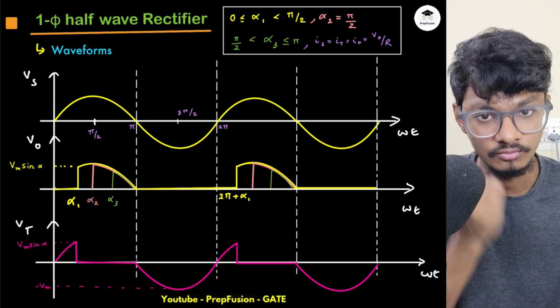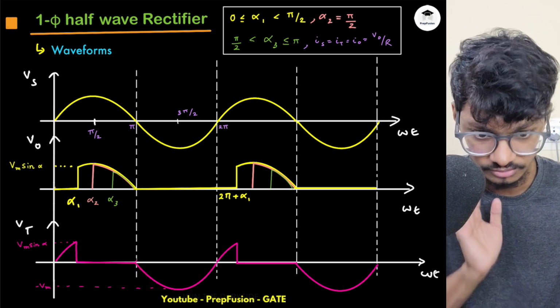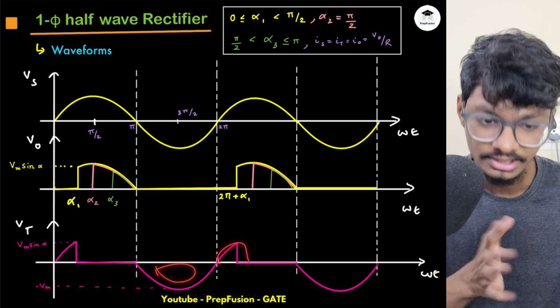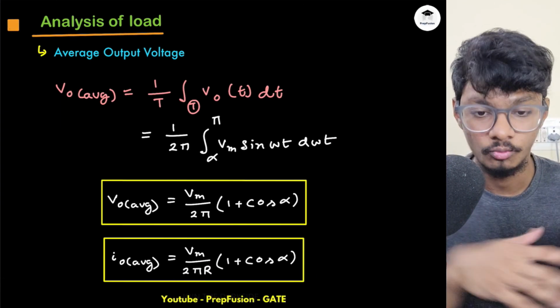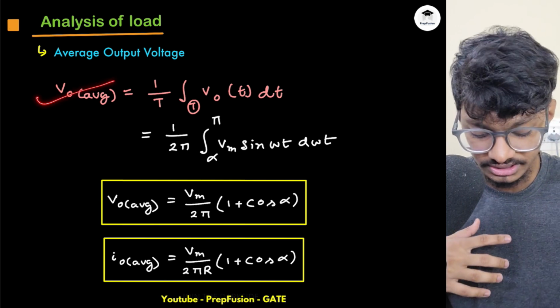Hence the angle like this will be negative, right? This will be totally negative. It is in reverse blocking mode. Then again this same cycle repeats. Now there are a few results here. What are the results? This is the first result, that is VO average.